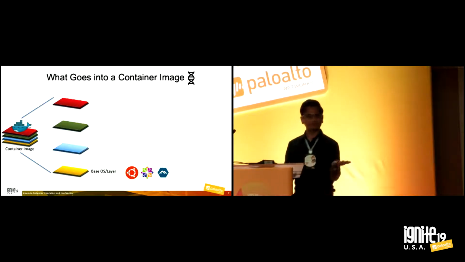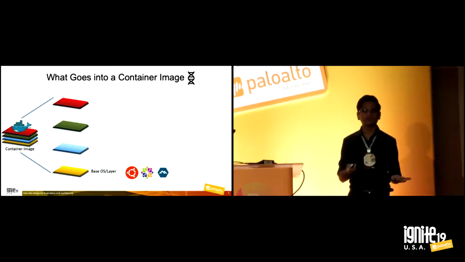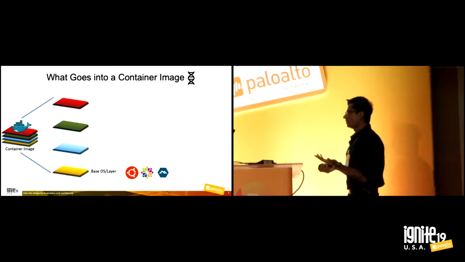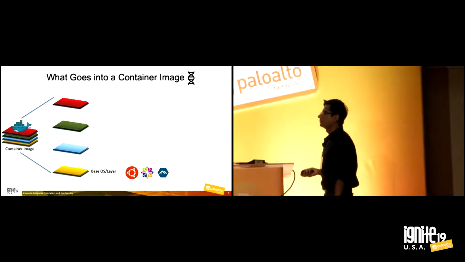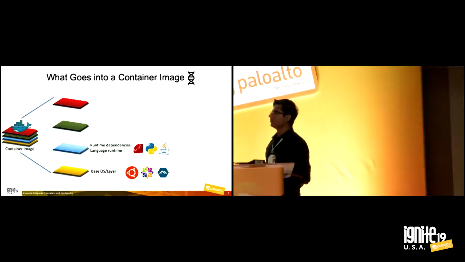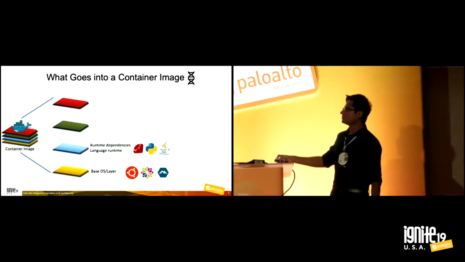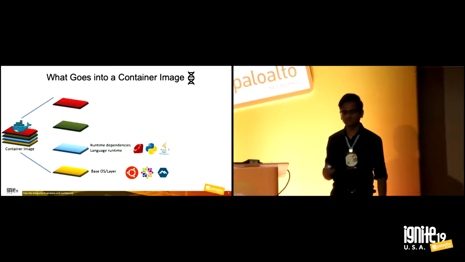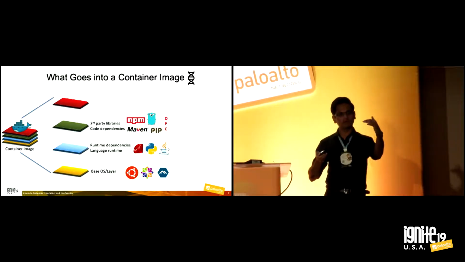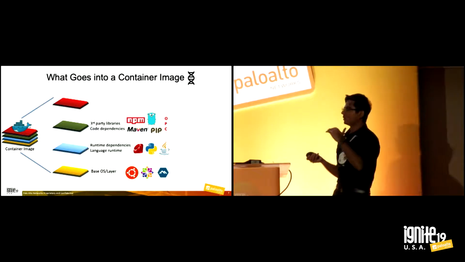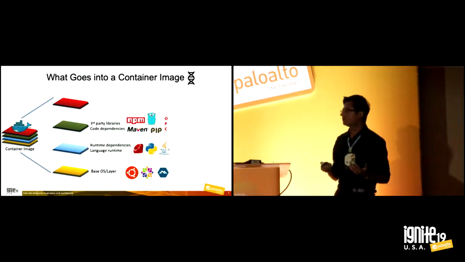Your base layer, the very first layer in the image, is typically the operating system flavor that you want to use. Remember, it shares the kernel, but you can still have an operating system flavor as the base OS. Then, if you have non-compiled languages, you have your language runtime and other runtime dependencies. And the layer above that is third-party libraries, your core dependencies, your NPM packages, Maven, the stuff you're importing.